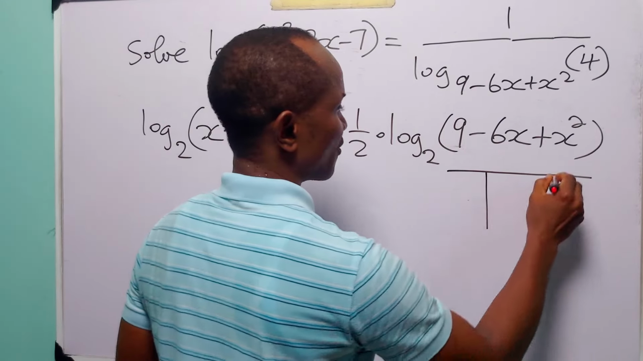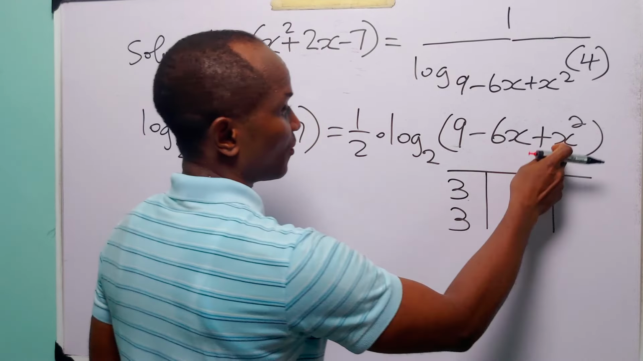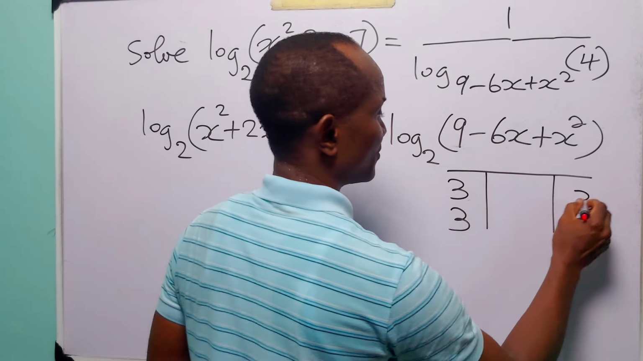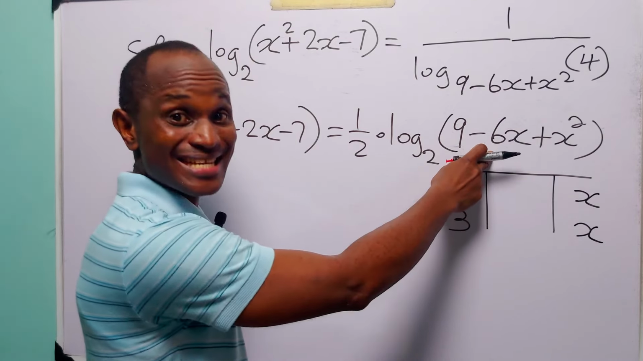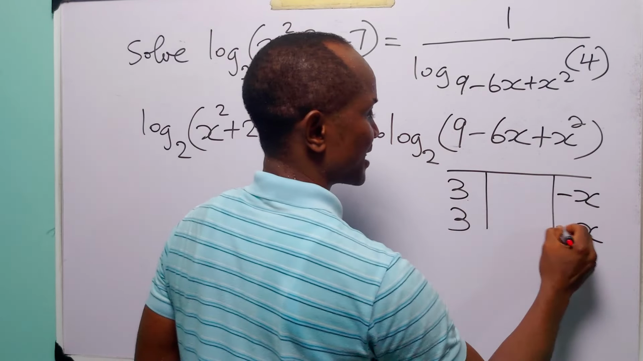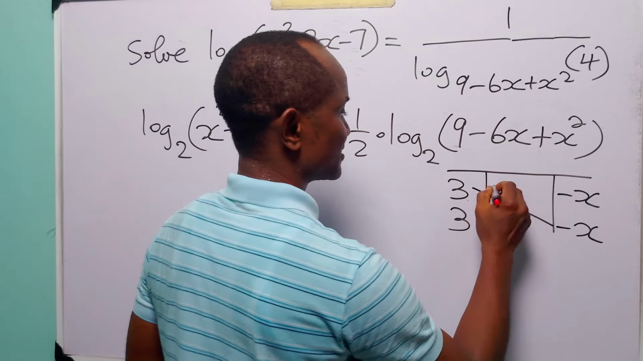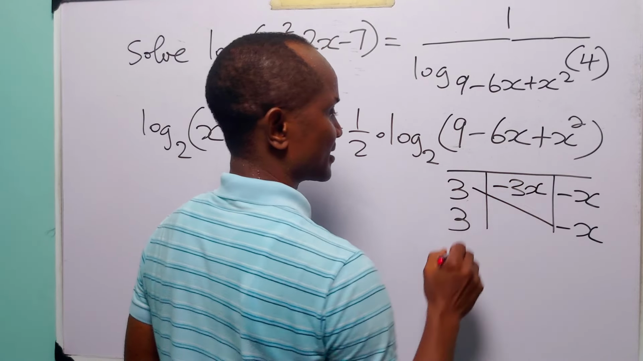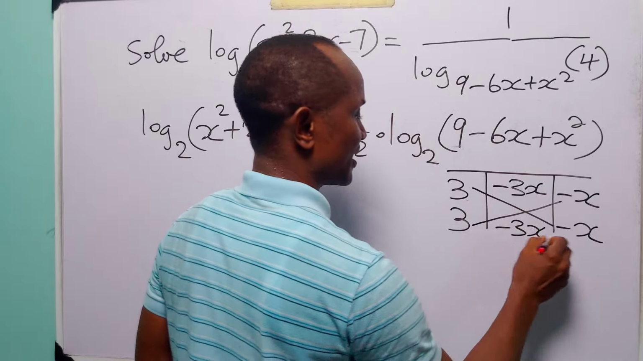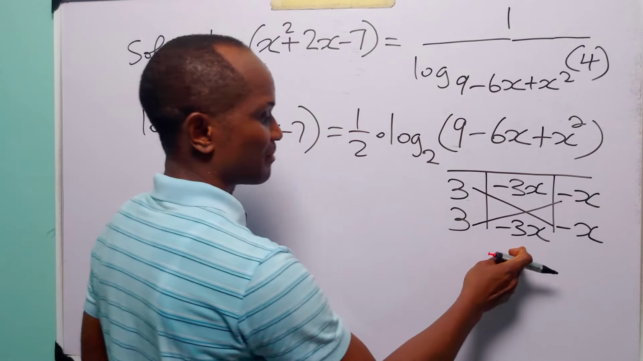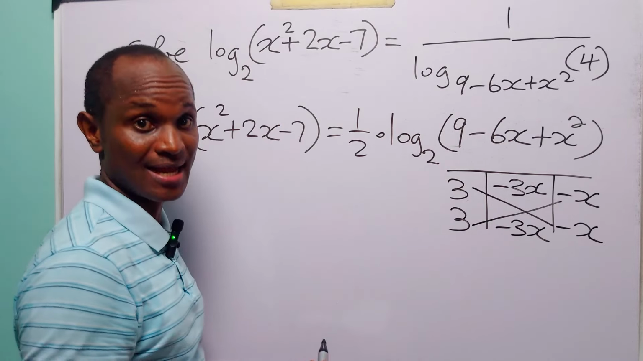What are the factors of 9? We have 3 and 3. What are the factors of x squared? We have x and x. Now, since the middle term is negative, let this be minus x and let that be minus x. 3 times minus x is going to give us minus 3x. In the same way, here also we have minus 3x. Of course, you know that minus 3x and minus 3x give us minus 6x.